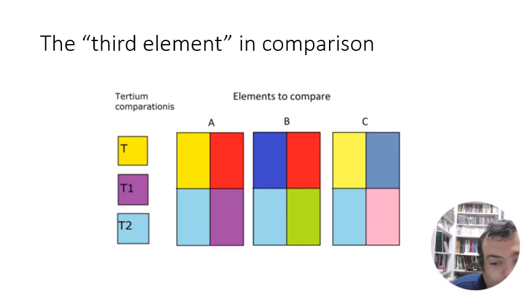But if I take T, the yellow color, as a tertium comparationis, here I can say that A and C do have yellow, which separates them from B, but also between A and C, there is a difference in intensity. While T, the bright yellow, is present in A, in C the yellow is lighter. So we do have yellow in both A and C, but the yellow in A is brighter. So here we can compare the intensity between these two elements.